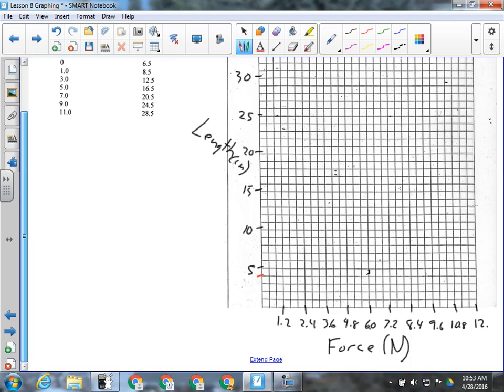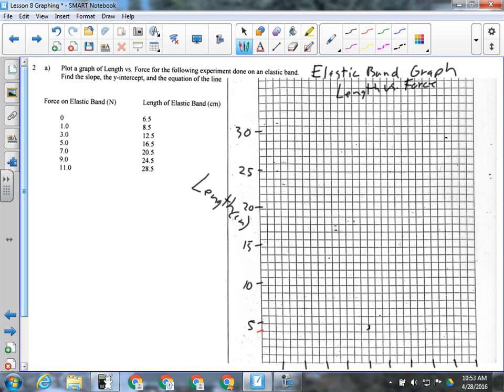It came out to 0.81 something, and I was like, you know what, that's close enough. I'm just going to round it to 1 because that's really easy to count by. So I made every line worth 1. Okay, so now I've got my scale on there. My axes are all labeled, force on the x, length on the y. I've got a title, elastic band graph, length versus force.